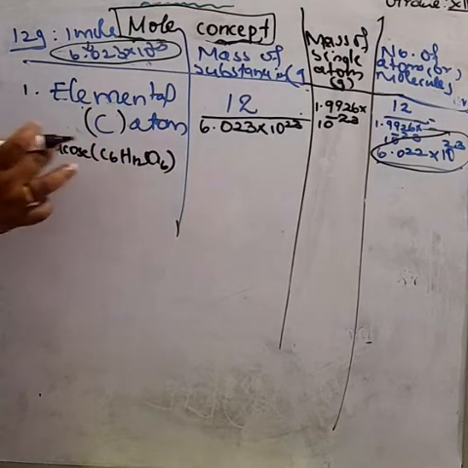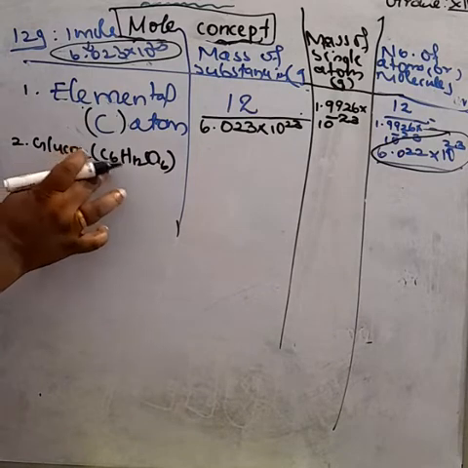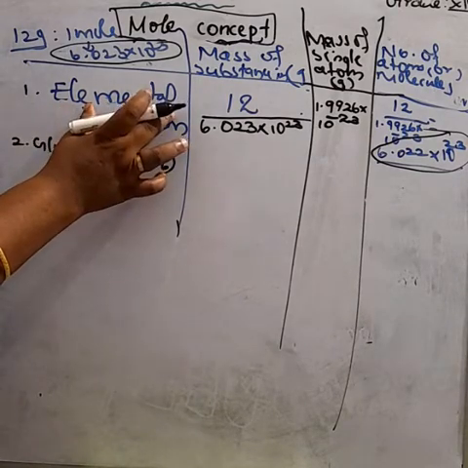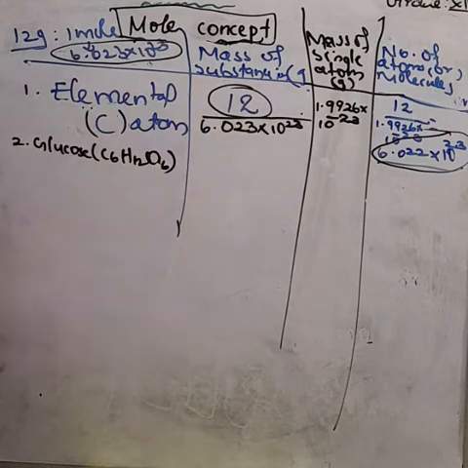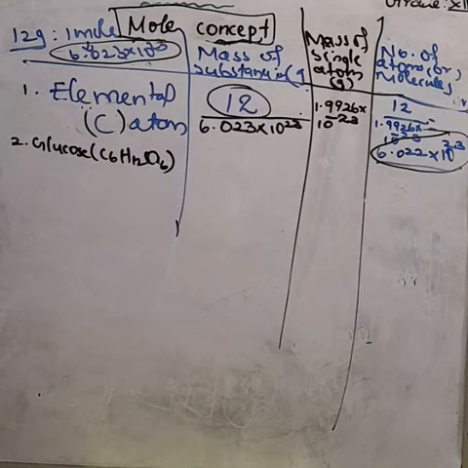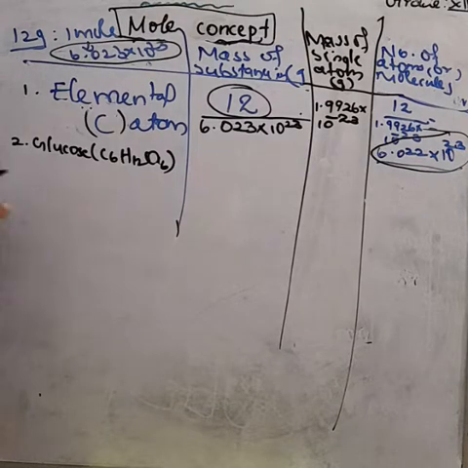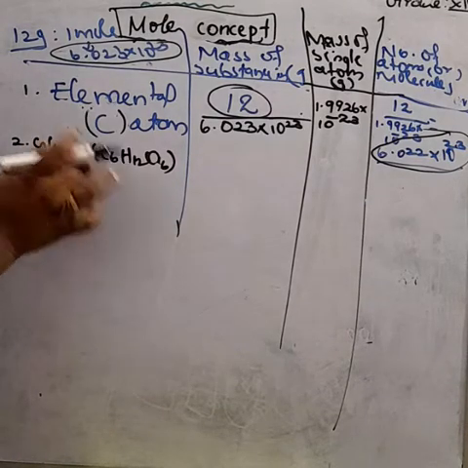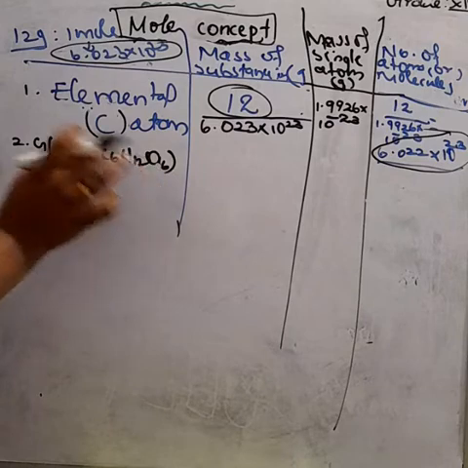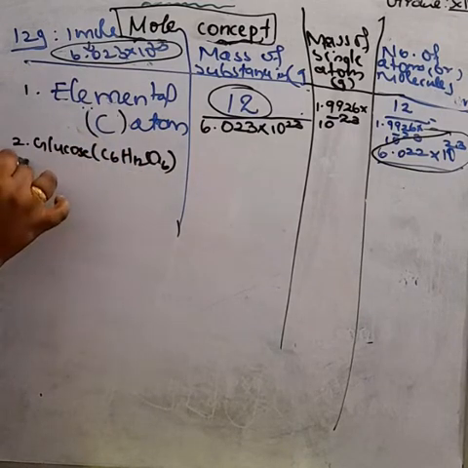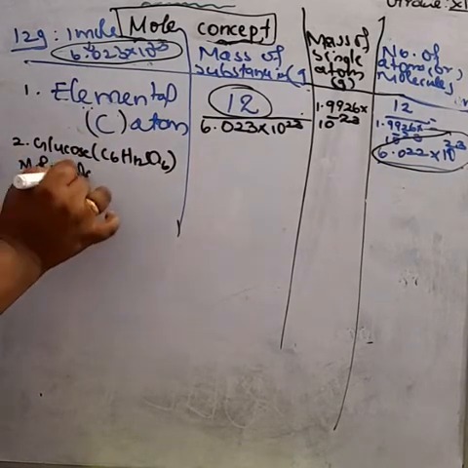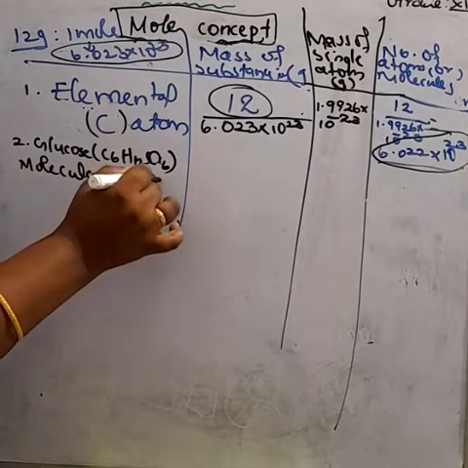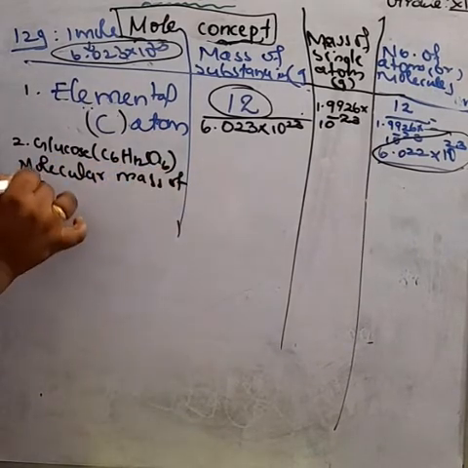Here for carbon, we are taking elemental carbon, so we give the atomic mass. Carbon is one atom, so we take the atomic mass of carbon. But glucose is a molecule, so as the first step we should calculate the molecular mass. How can you calculate the molecular mass? We should add the total mass of the atoms.